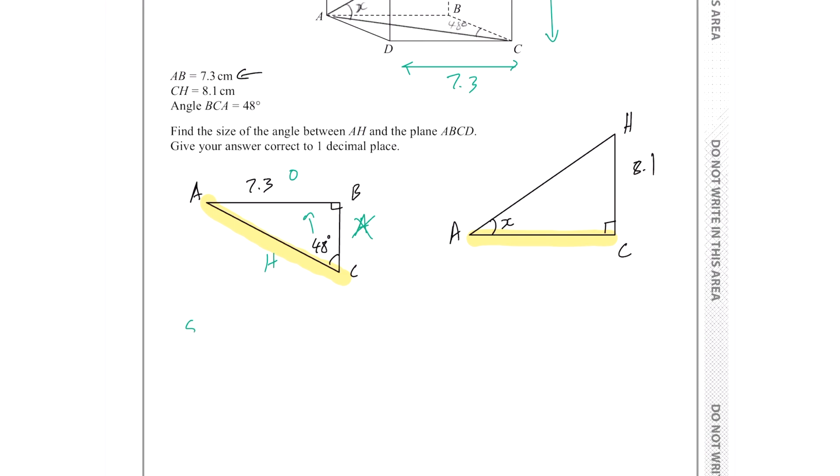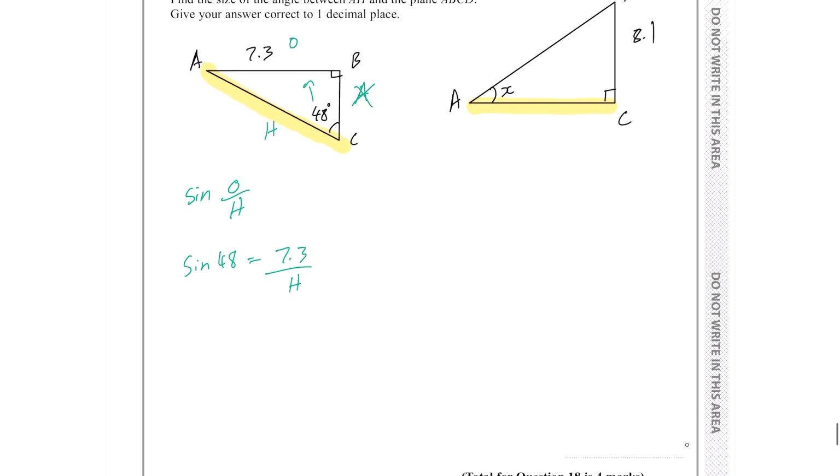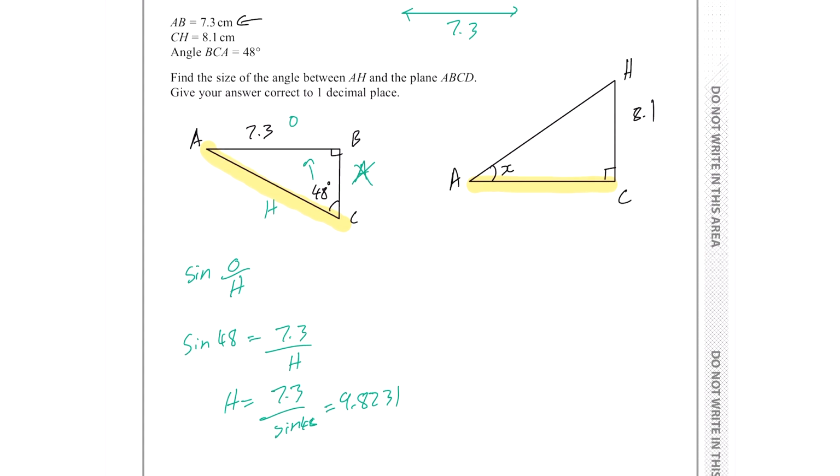We don't need that. So if I use sine here, we'll have sine 48 is equal to opposite over the hypotenuse. I can now figure out what the hypotenuse is, which is going to be 7.3 over sine 48, and that becomes 9.8231. So hypotenuse, remember, is AC, so now I know what this side is. So that's 9.8231. Now I know what two sides are, I can use trigonometry.